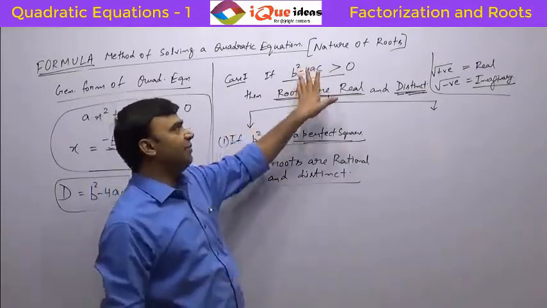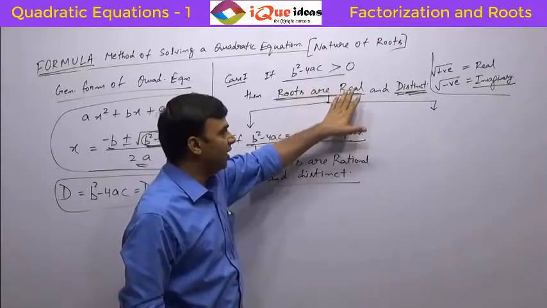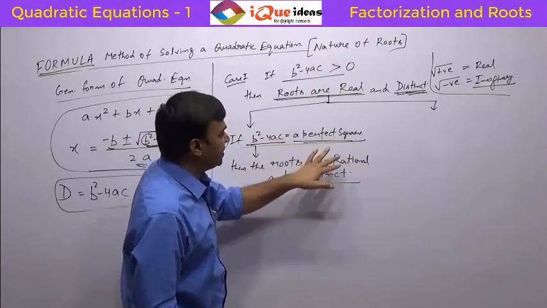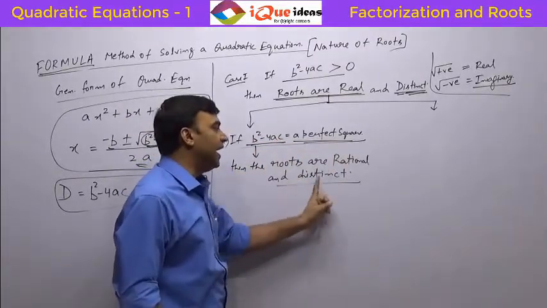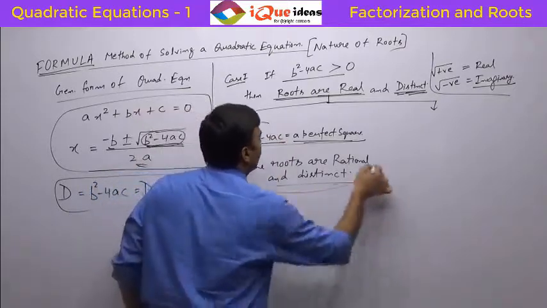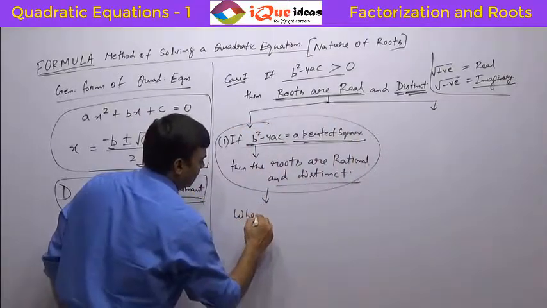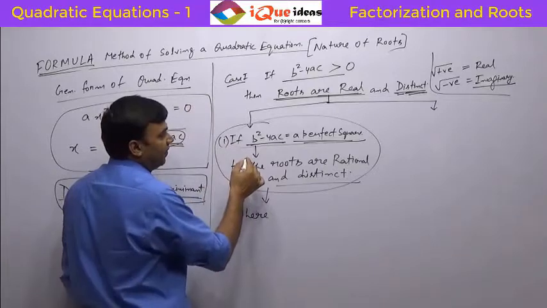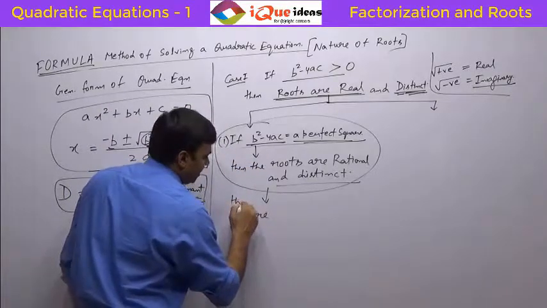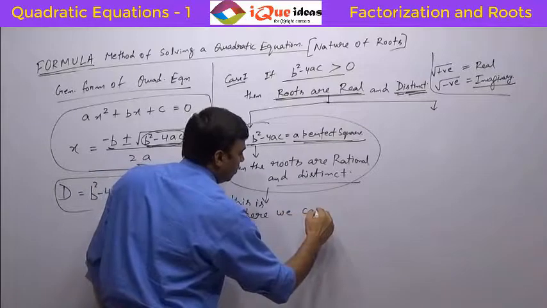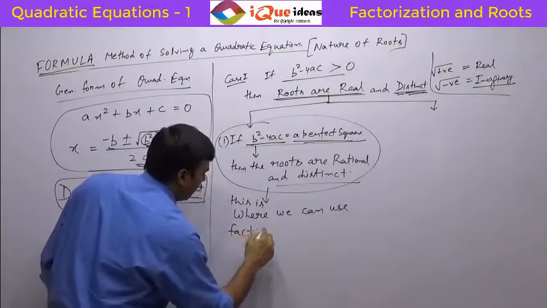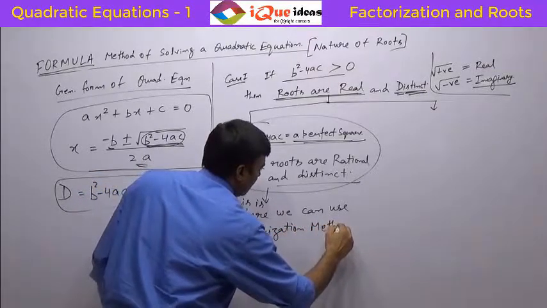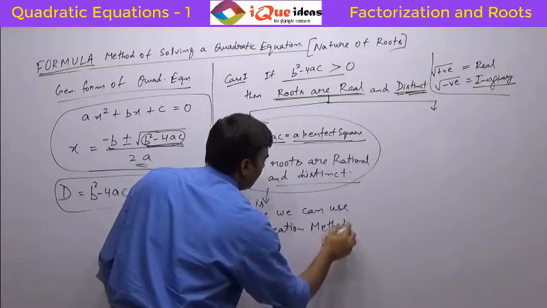Look at this carefully again. We already have b square minus 4ac greater than 0, so the roots are real and distinct, right? Now, even in this situation, if b square minus 4ac becomes a perfect square, then the roots are rational and distinct, right? This is the only case where factorization is possible. Remember the questions that we did with factorization? All those quadratic equations were following this condition. So this is where we can use the factorization method for a quadratic equation. In fact, this is the only case.